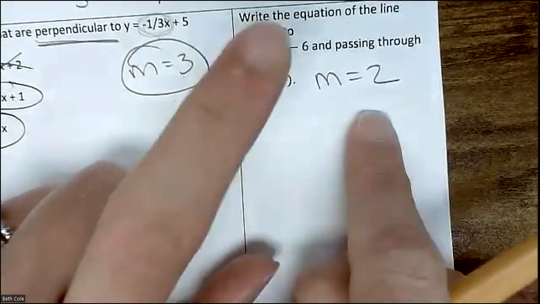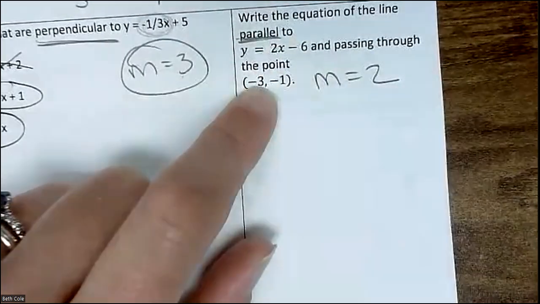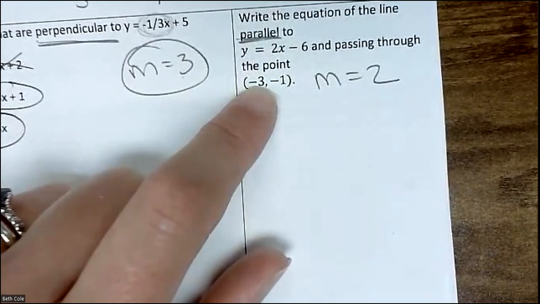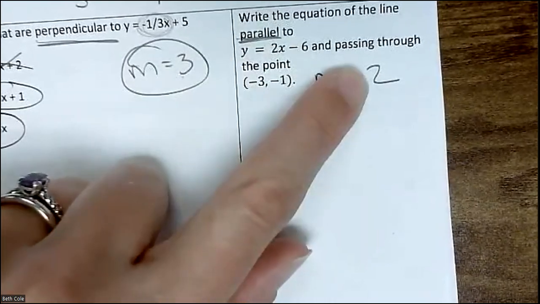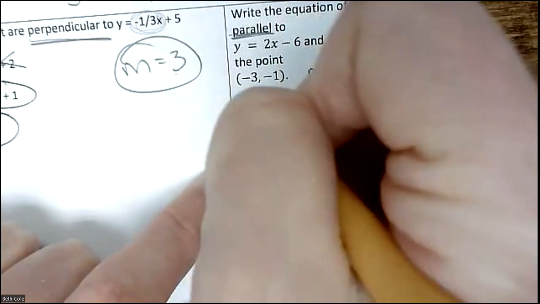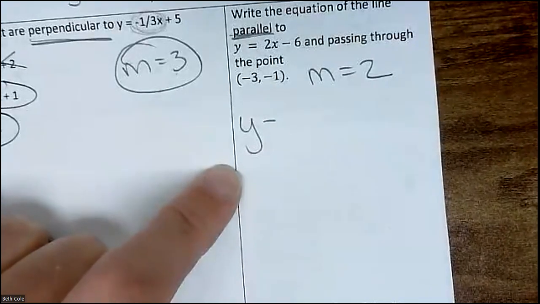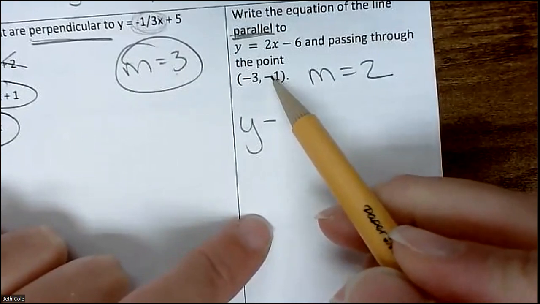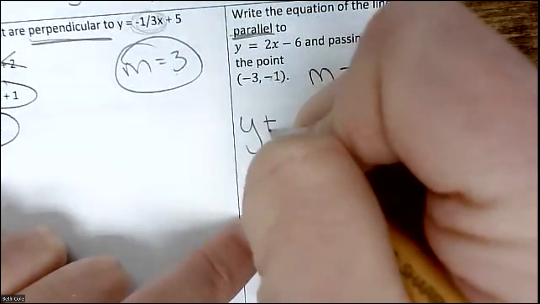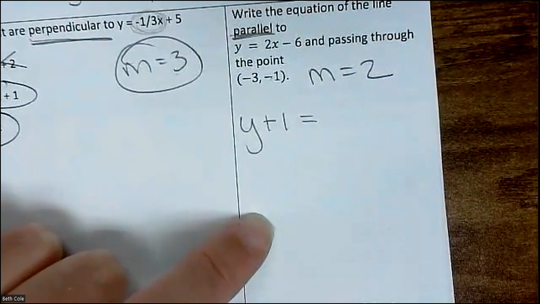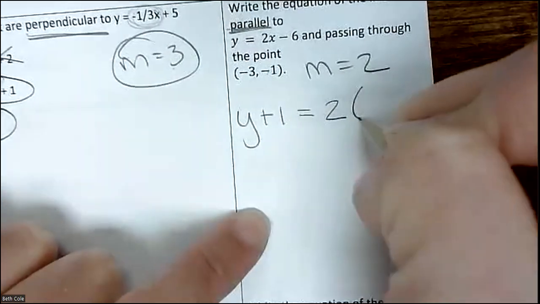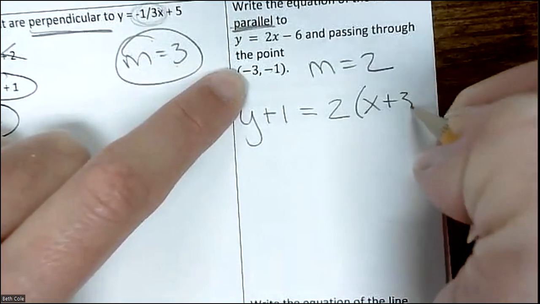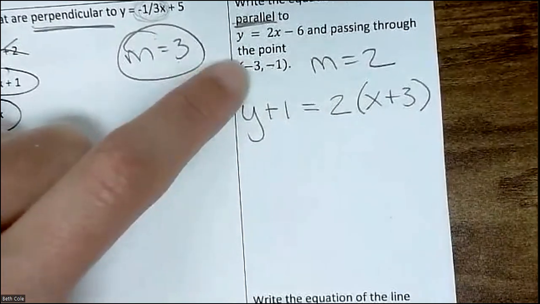Are you good with slope of 2? Is everyone good with why it's 2? Do you understand why it's 2? That slope was 2. We also want a slope of 2. So you're going to put y minus which one of those numbers? Good. It would be minus -1. So y plus 1 equals 2 parenthesis x plus 3. Good. It would be minus -3, so plus 3.